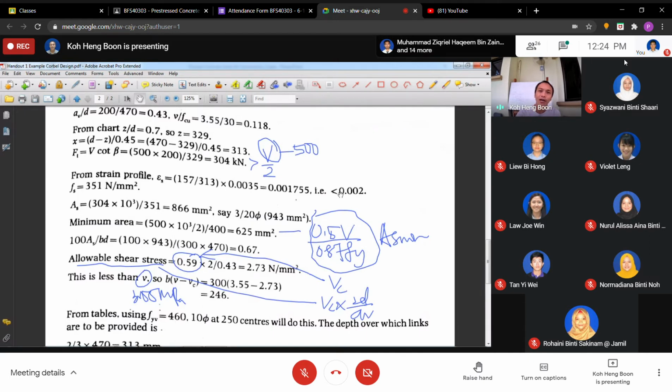0.002, do you still remember or not? I think I mentioned this a few times, even in the normal RC design, for 460 FY. I think we use 0.87 FY.